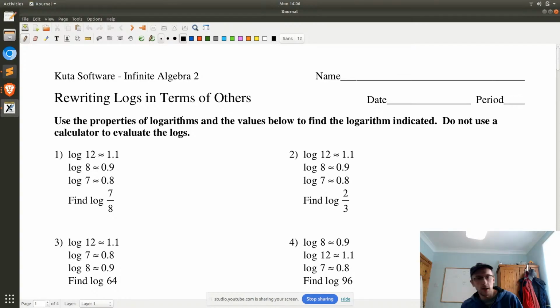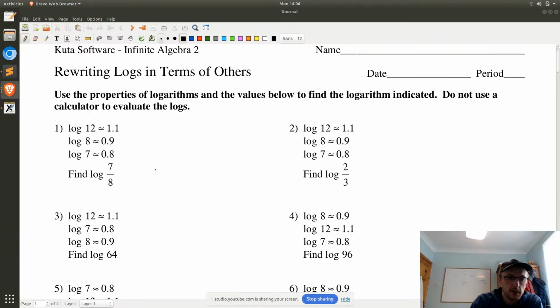So, and I may need a calculator for this. Writing logarithms in terms of others. So, let's begin. Use the properties of logarithms and the values below to find the logarithm indicated. Do not use a calculator to evaluate the logs. Right, so just try to understand this first.